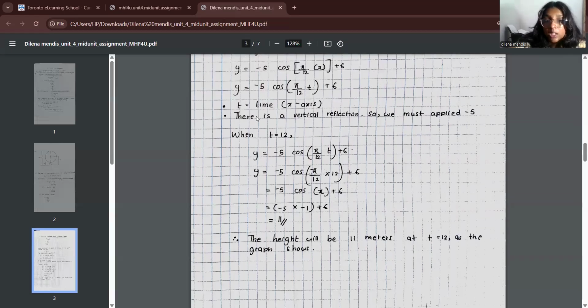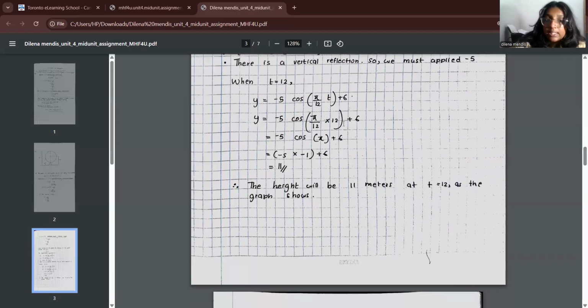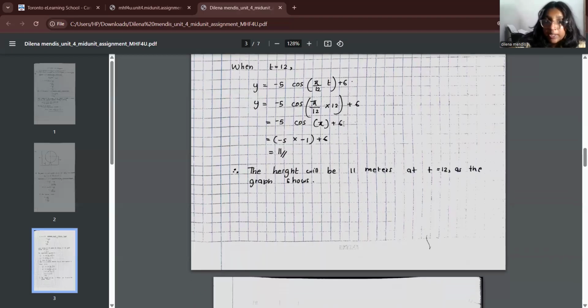Time t equals x-axis. There is a vertical reflection, so we must apply minus 5. When t equals 12, y equals minus 5 cos(5/12 t) plus 6. y equals minus 5 cos(5/12 × 12) plus 6, which equals minus 5 into minus 1 plus 6, which is 11.